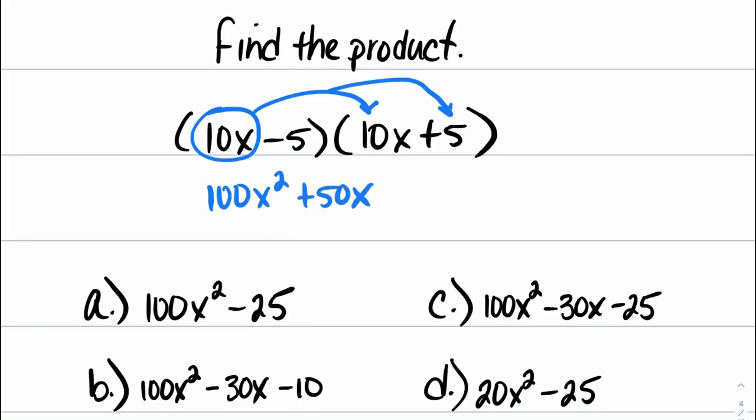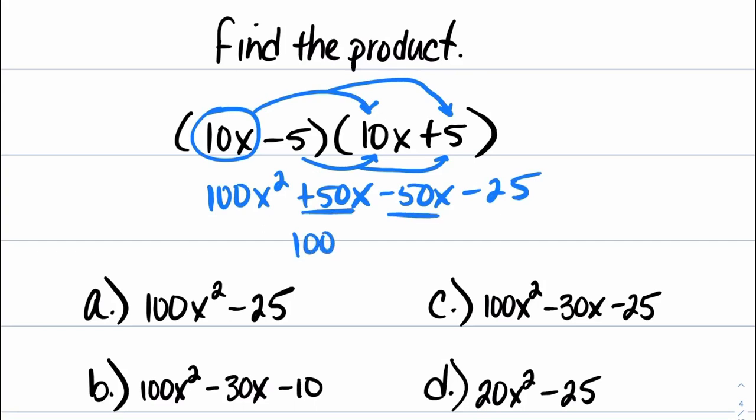We'll take our negative 5 here, distribute it to both terms. Negative 5 times 10x is negative 50x. And negative 5 times positive 5 is negative 25. In this case, when we combine like terms, if you notice, our middle two terms cancel, and we're left with just 100x squared minus 25, which is answer choice A.